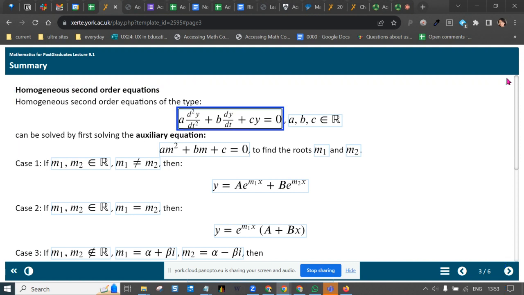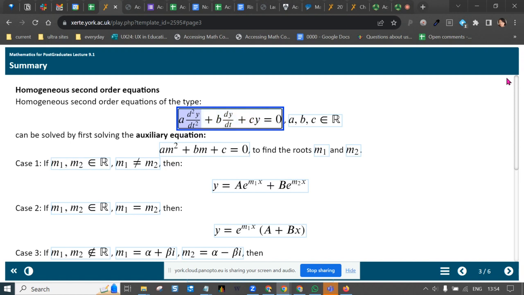Press enter. Collapsed sum equals 0. Navigable. a start frac d squared y over dt squared end frac plus b start frac dy over dt end frac plus cy equals 0. So use the down arrow. a start frac d squared y over dt squared end frac plus b start frac dy. So I can use the down arrow again to keep going until I get to the little fraction.